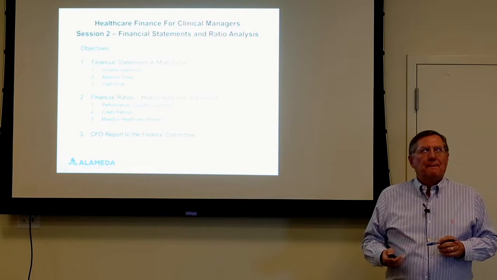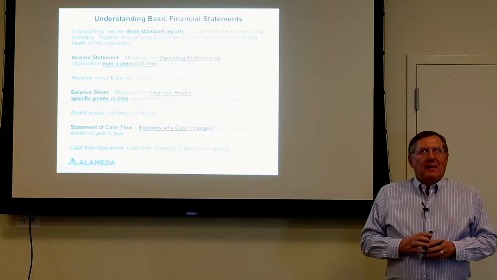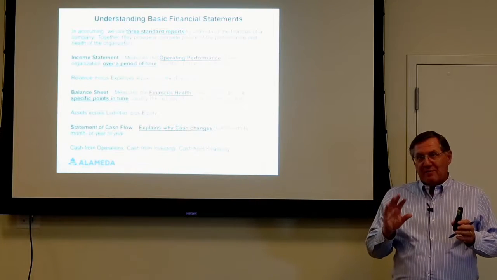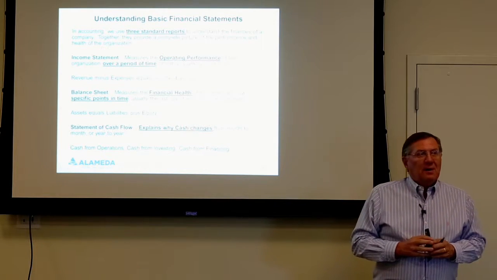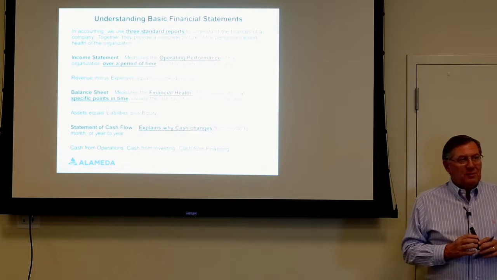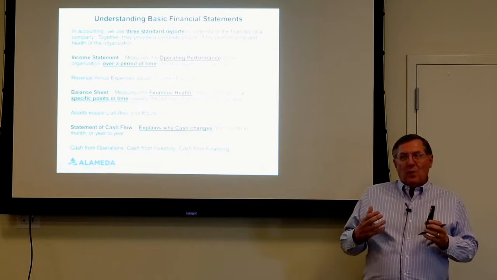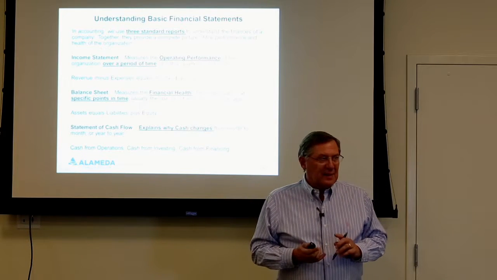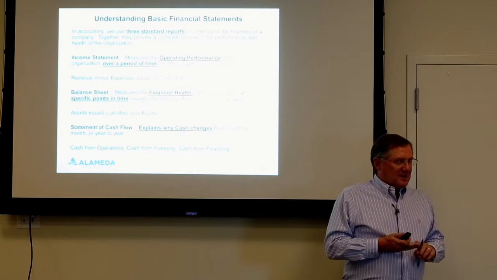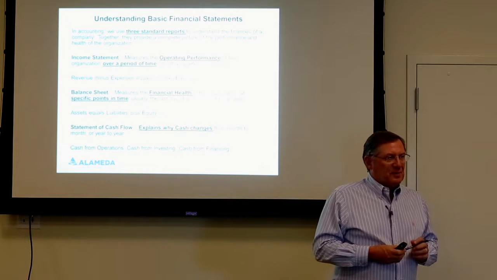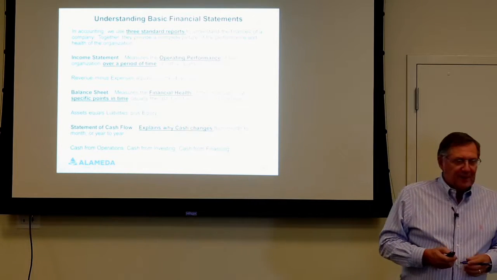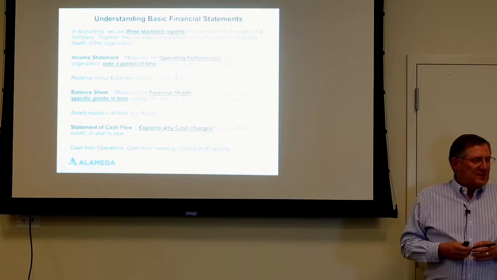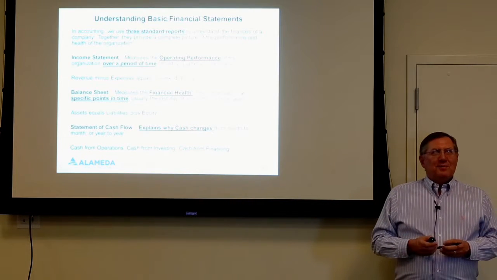So, okay. All right. Now, this is a slide from last week. Okay, I've made a few little edits on there just as a reminder, but let's start. So, what are the three financial statements? Income statement, balance sheet, and cash flow. Right. What do you use an income statement for? Operating performance. Perfect. And how about a balance sheet? Financial health. Okay, and cash flow. Explaining why cash changes. Perfect.